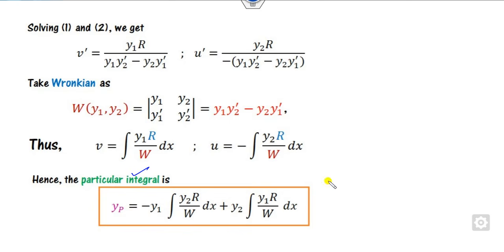You can also remember this in a very simple manner. You can see this is y1, then it's y2. The first value starts with a negative, then positive, and so on. So minus y1, y2, r by W and so on.